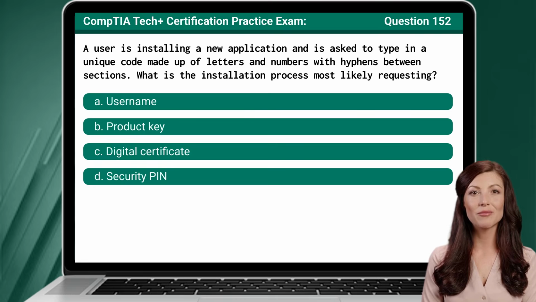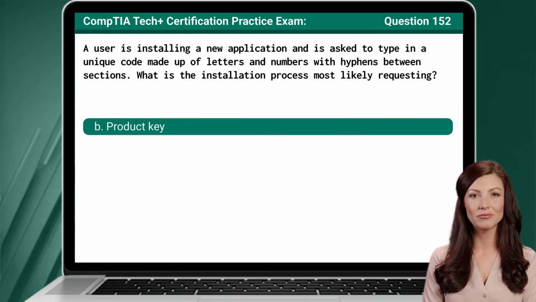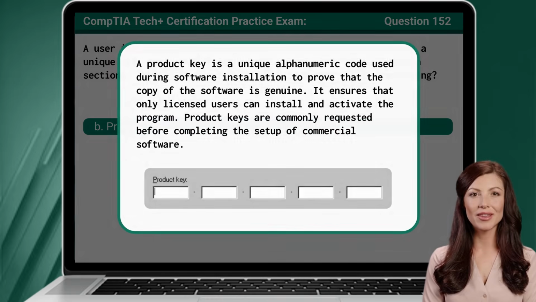The answer is B. Product key. A product key is a unique alphanumeric code used during software installation to prove that the copy of the software is genuine. It ensures that only licensed users can install and activate the program. Product keys are commonly requested before completing the setup of commercial software.